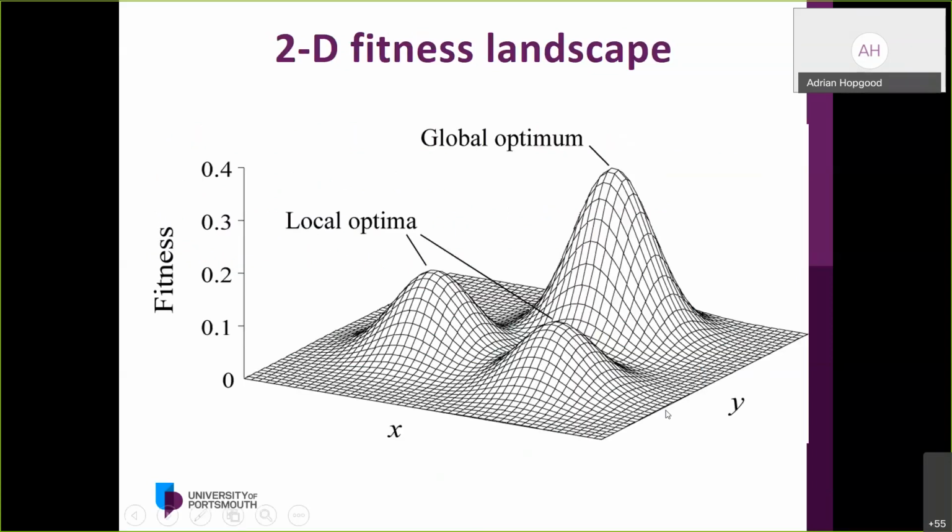So I want to go back to that earlier example I gave you of the two-dimensional fitness landscape. I pointed out that you're looking for the best combination of X and Y, and that the global optimum is here.